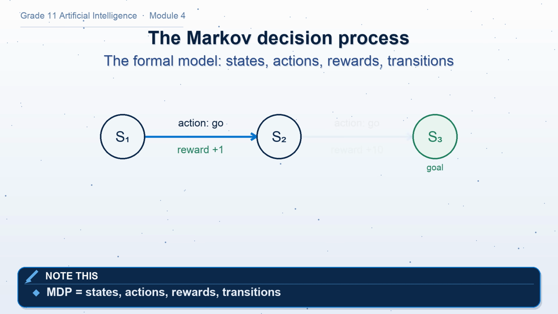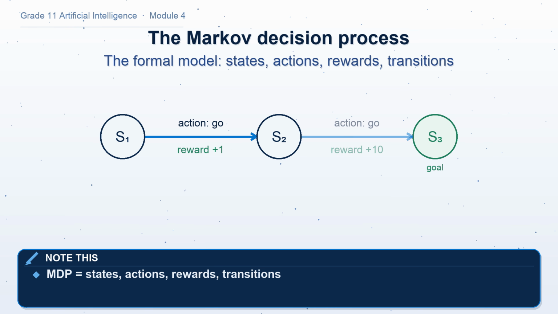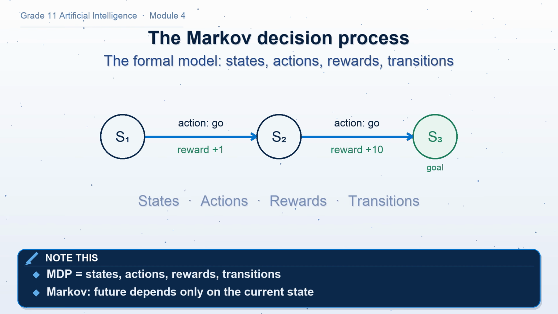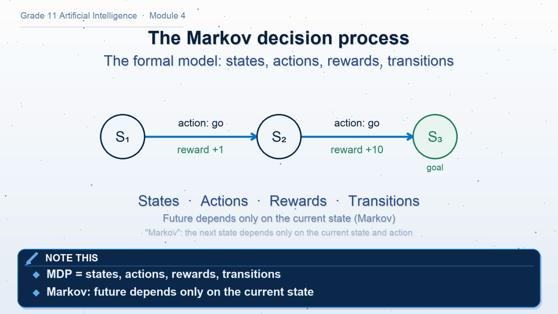The word Markov names a key assumption. The future depends only on the current state and action, not on the whole history of how the agent got there. This assumption is what makes the problem tractable, and it underlies everything that follows.